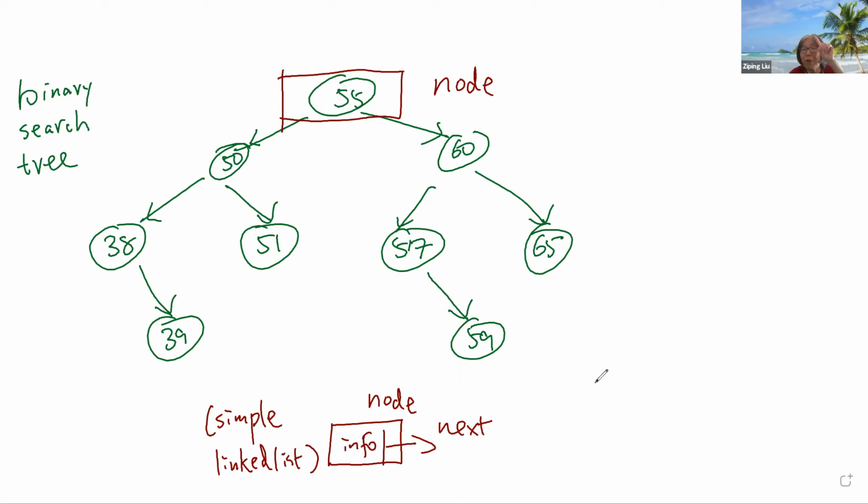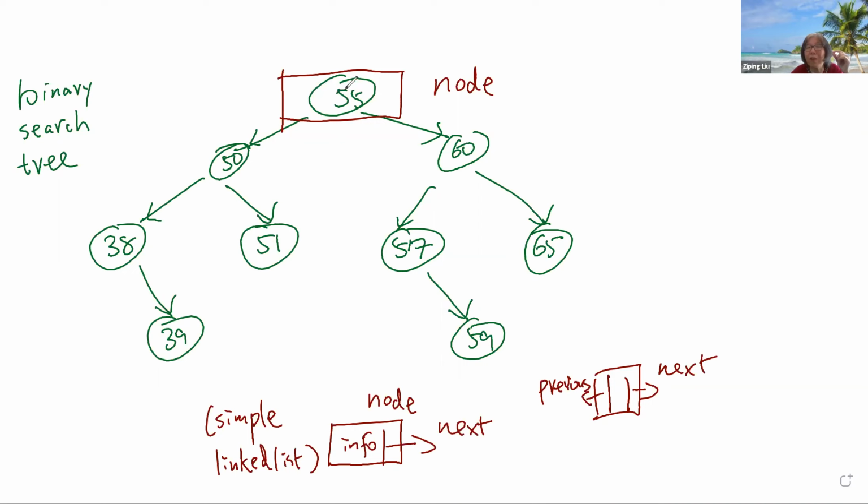And I remember in your assignment, you also have a two-way linked list, where you have next and also previous. But no matter what, it's still a linear structure. And if you take a look, then this is considered a node.